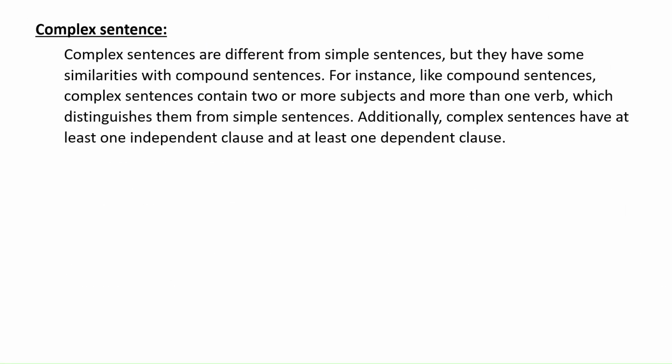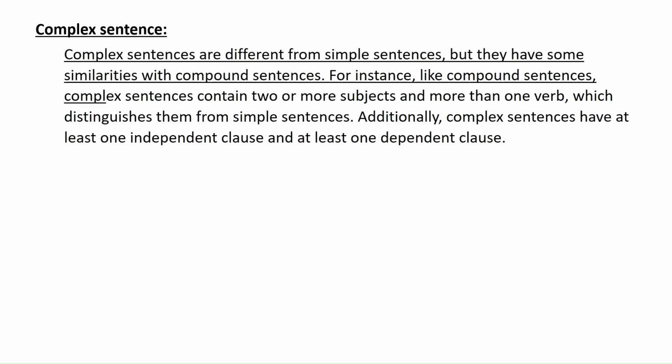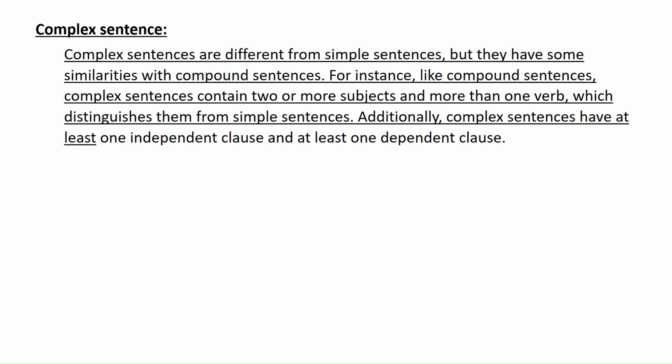The second type is the complex sentence. Complex sentences are different from simple sentences, but have some similarities with compound sentences. For example, both complex and compound sentences include two or more subjects and more than one verb, which distinguishes them from simple sentences. Accordingly, we define a sentence as a complex sentence when it consists of at least one independent clause plus at least one dependent clause. If the complex sentence begins with a dependent clause, it must be followed by a comma. And conversely, if it starts with an independent clause, no comma is needed in this case.